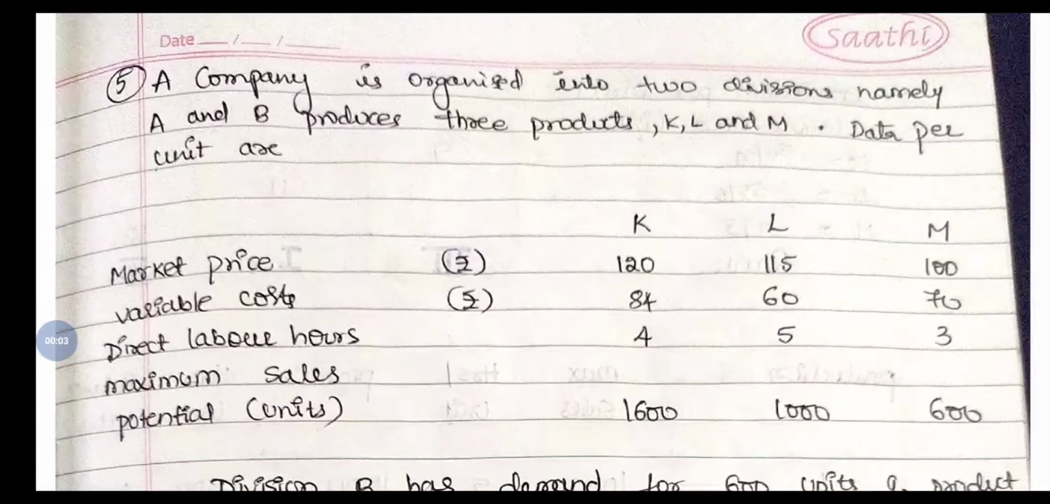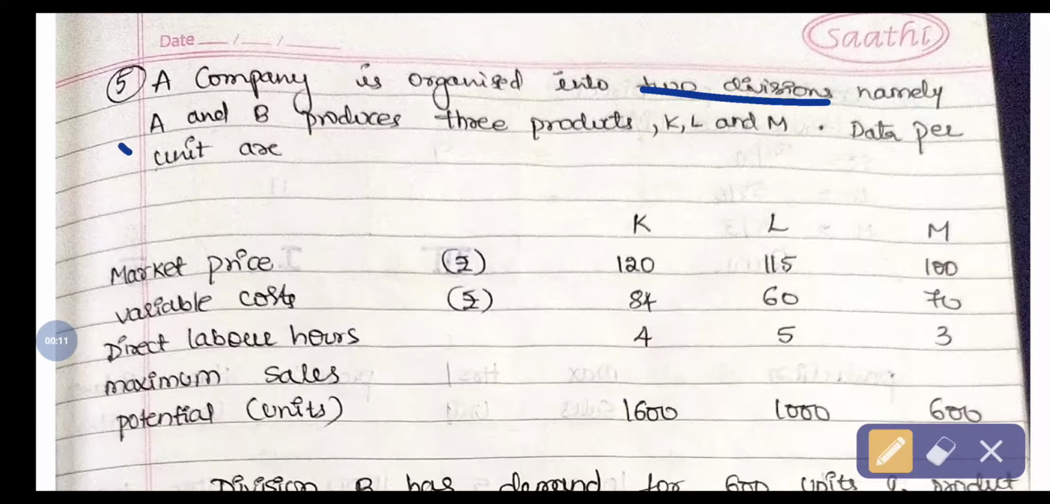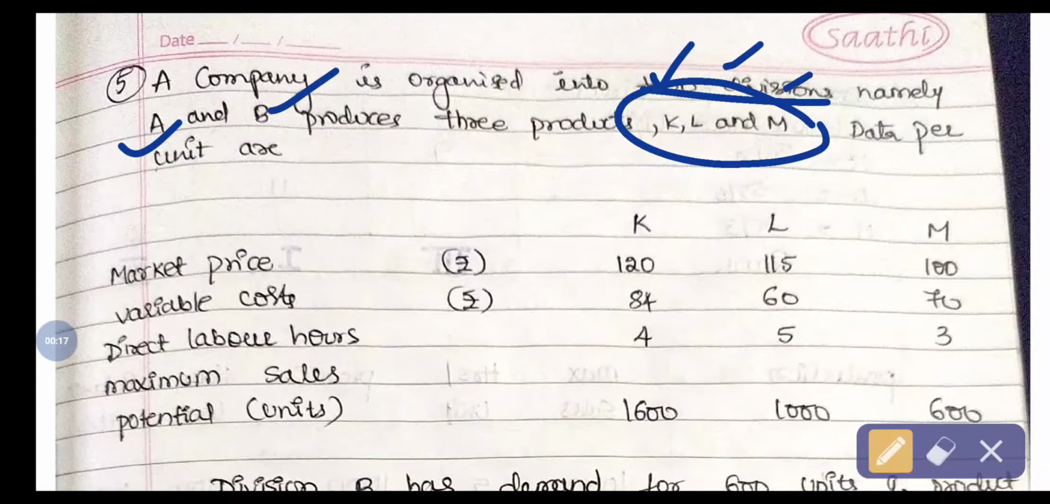Good morning, everyone. The next problem in transfer pricing. A company is organized into two divisions, namely Division A and Division B. The company is producing products K, L, and M. So the data is given as below.